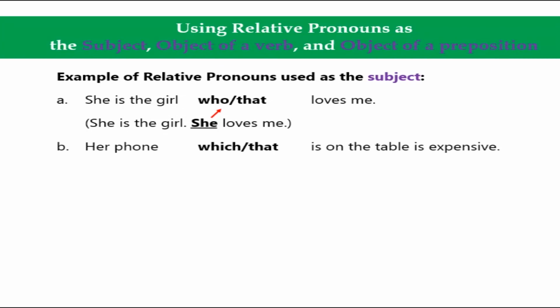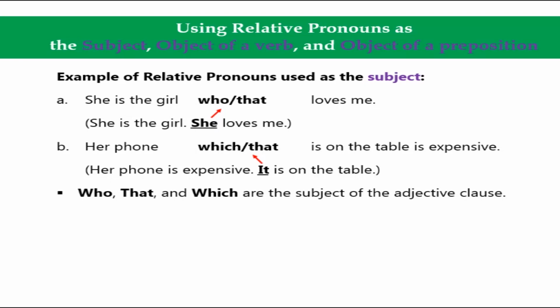Example B. Her phone, which or that is on the table, is expensive. So the original sentences are: Her phone is expensive. It is on the table. So which or that here replace the subject pronoun it.